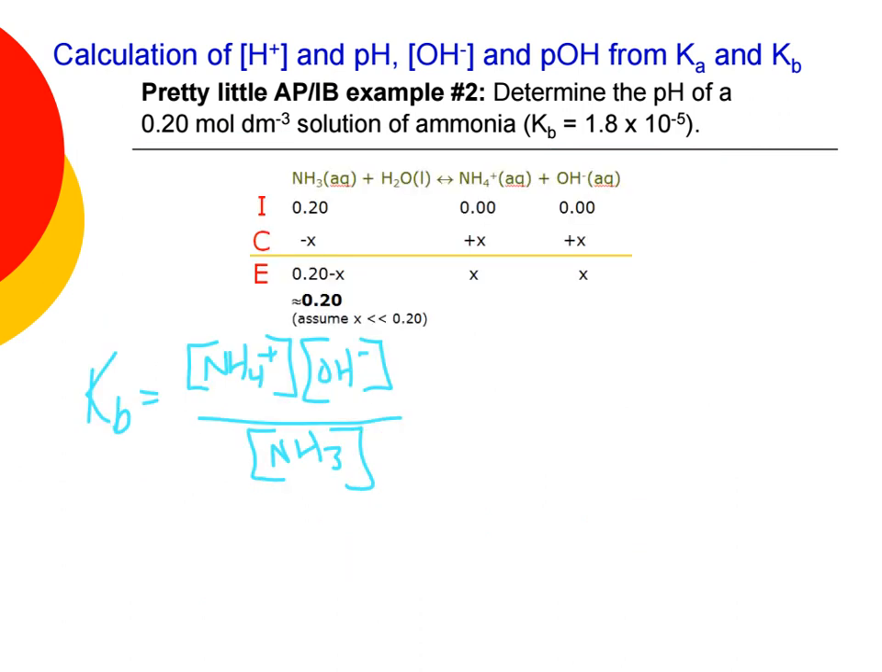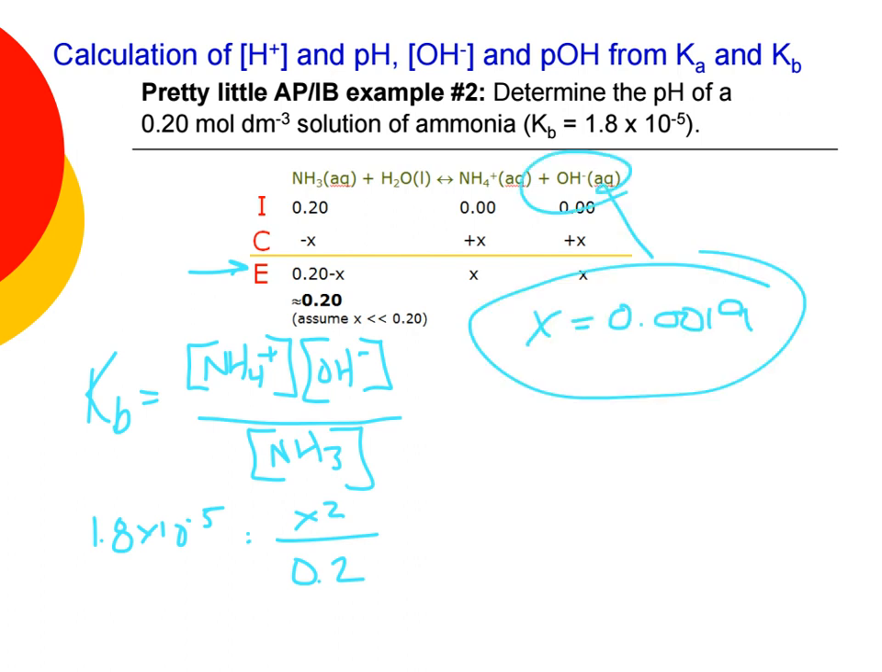The expression itself will of course have products over reactants, or our ions over the original base. Now we're going to plug in the values for E. So we plug in again 1.8 times 10 to the negative fifth, the K this time for the base, on the left, and then each of the ions are X, so we have X squared on top divided by 0.2 since we're neglecting the X. Now we just need to solve for X. So we get 0.0019, or 1.9 times 10 to the negative third, for X, which is going to be equal to our hydroxide ion concentration.